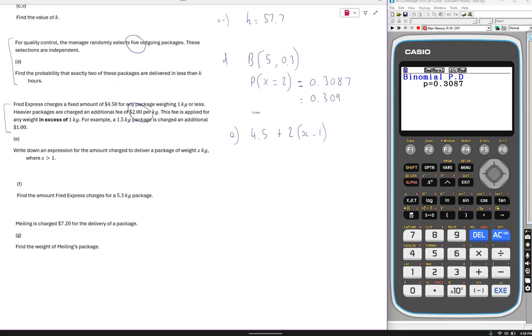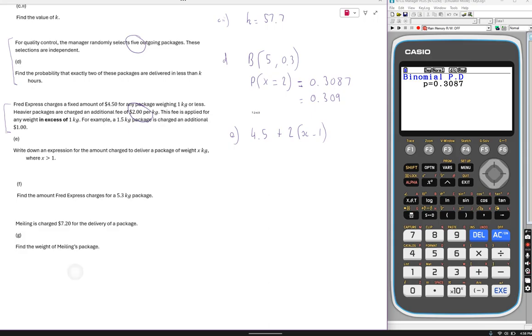If you're not sure if you've done it correctly, then maybe on some spare bit of paper, plug in or substitute in a few different weights and see if your model makes sense. So I've just done a quick little check to make sure that our model makes sense. That's for part E. That's all we need to do for part E.